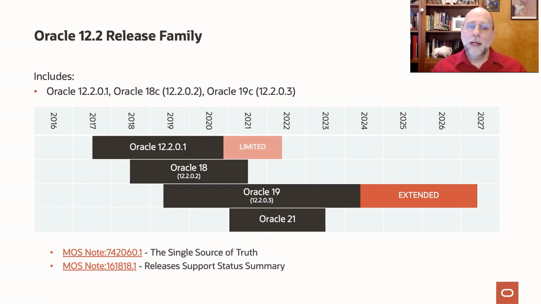And that's why we give you that longer support on 19C, because it incorporates all of the improvements that were put into 12.2, all of those new features, but it's also got a lot of stability fixes in there. And that's what we expect you to be on for the next 5 to 7 years.